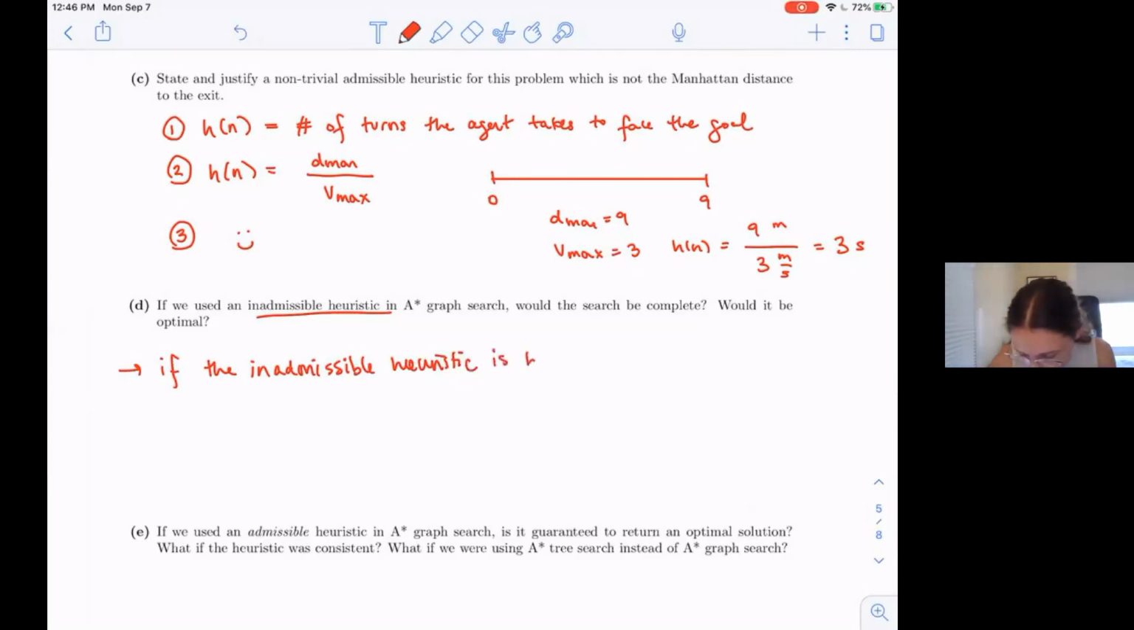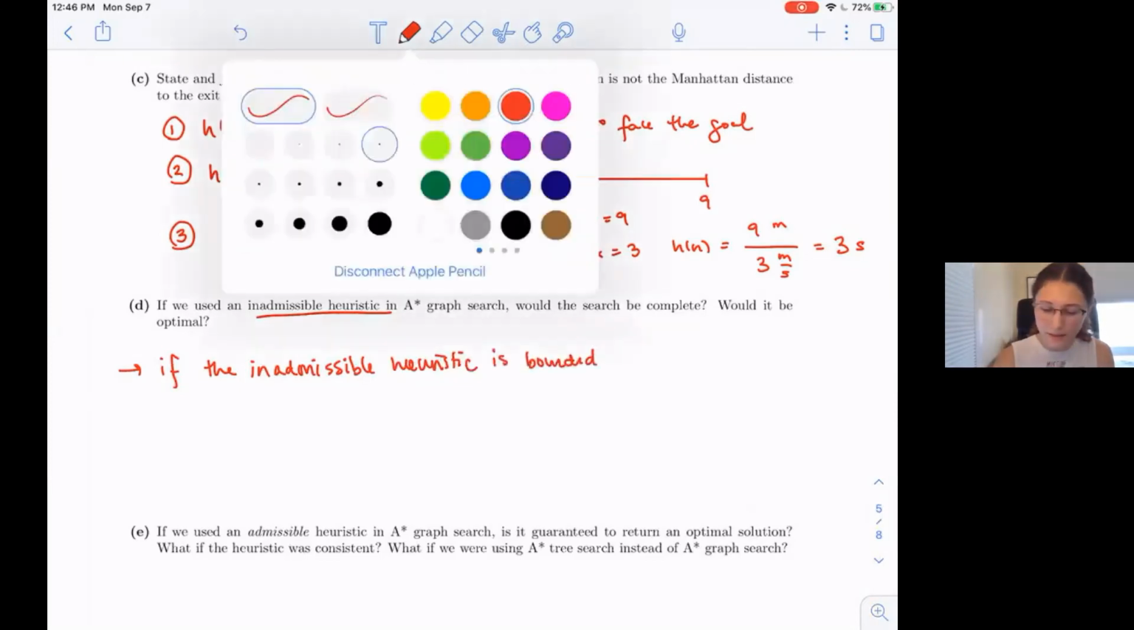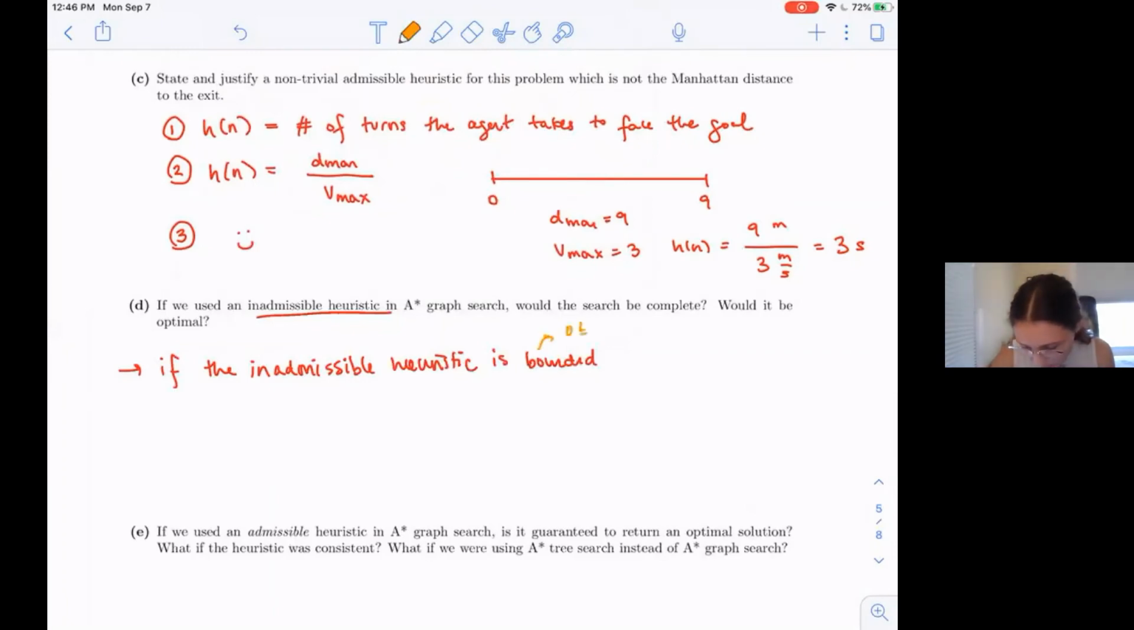is bounded. All that means here is that our heuristic is still greater than or equal to 0, but it's going to be less than or equal to some finite constant c, which is not equal to infinity. That's all it means to be bounded. Then A star will be complete. Why is this? We know that A star graph search eventually visits all of the nodes if this heuristic function is bounded. And that means that eventually it would find a path to the goal state if there exists one.